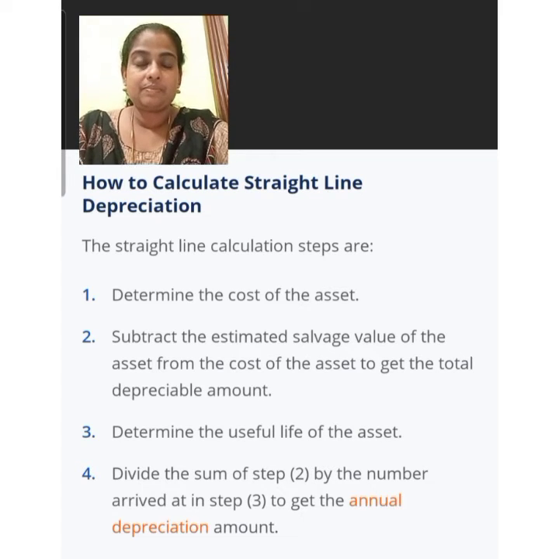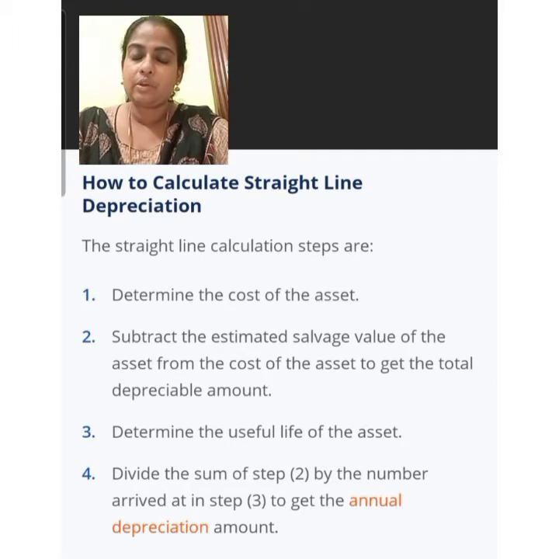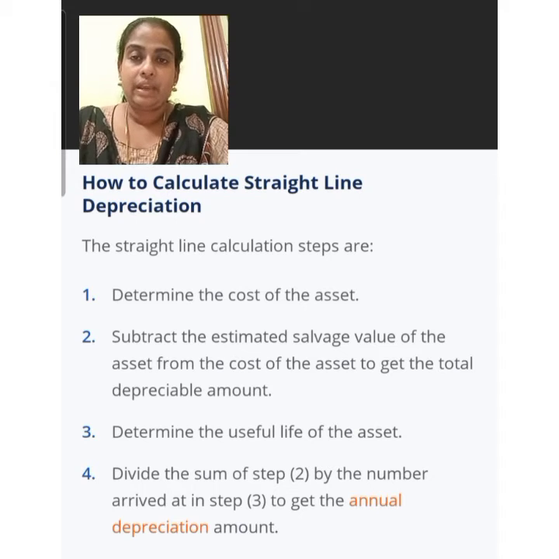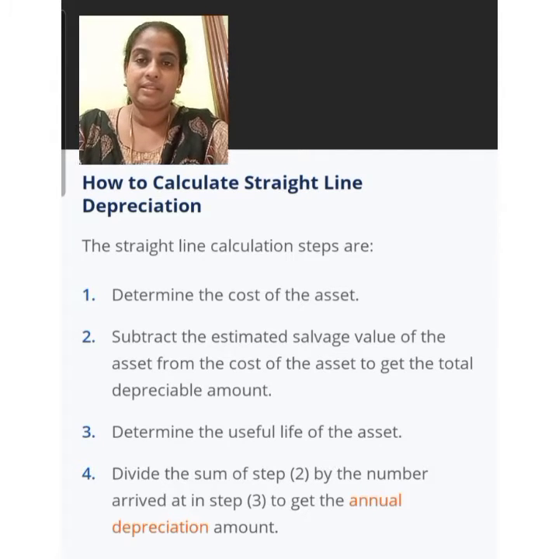Then second step, subtract the estimated salvage value of the asset from the cost of the asset to get the total depreciable amount. Suppose the cost of the machinery equals 6 lakh rupees and the scrap value or salvage value equals 50,000, the net value of the asset will be 5,50,000. The next step is to determine the useful life of the asset. It may be 10 years, 5 years, 6 years, etc.